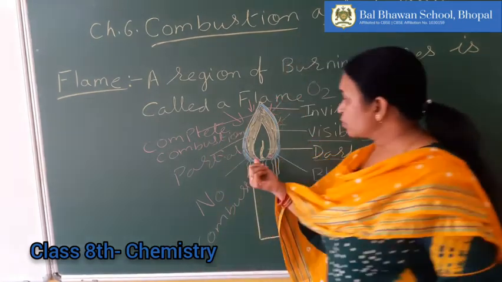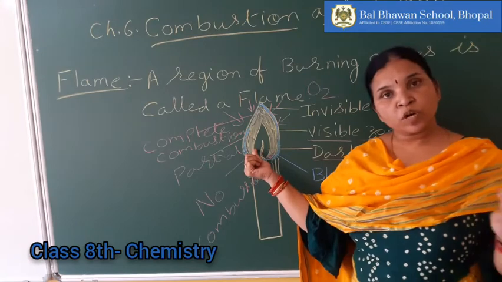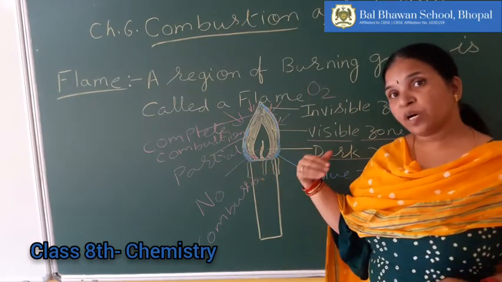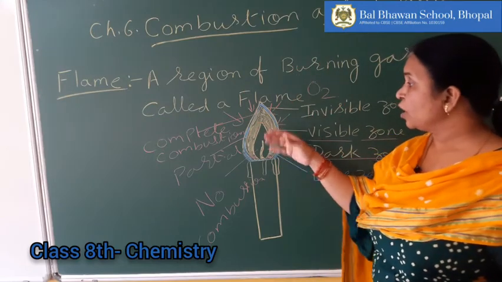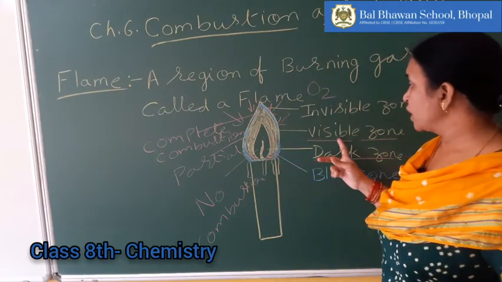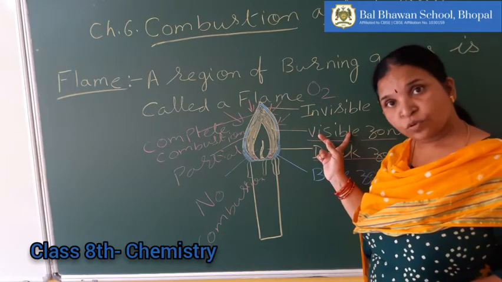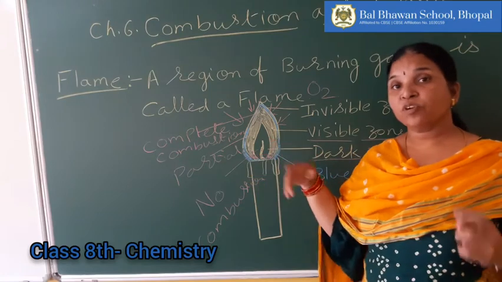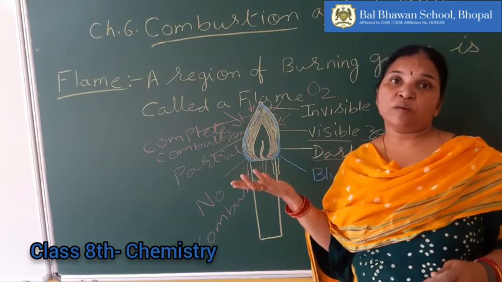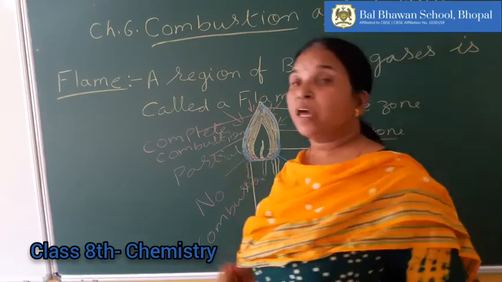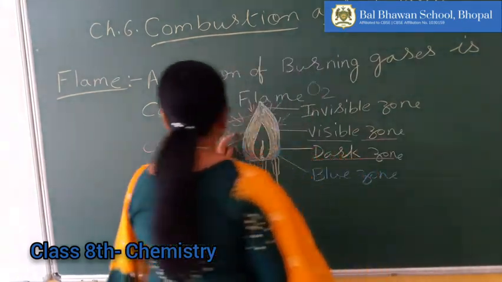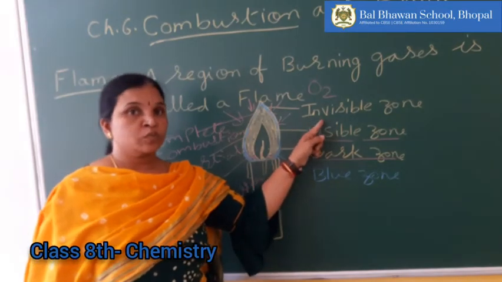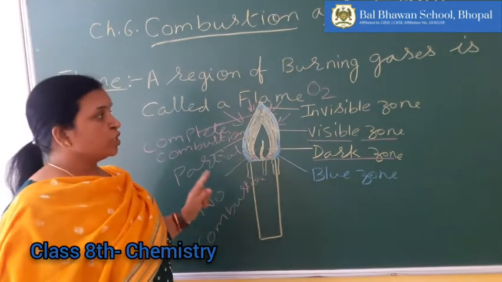Okay, so that means in the inner zone there will be no combustion, so it will be cool, and the vapors will be passed to the next zone. The middle zone will be known as the visible zone or luminous zone, and there partial combustion will take place, and we have already discussed what happens when partial combustion takes place. Okay, and then the outermost zone is known as the invisible zone or non-luminous zone, where complete combustion takes place.